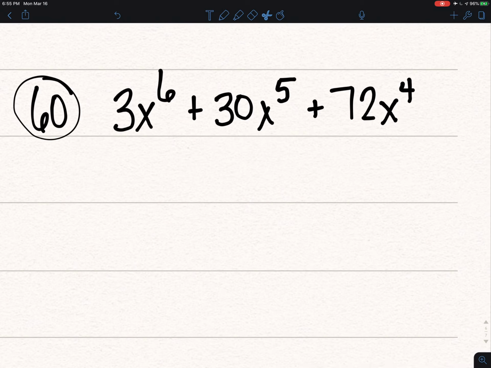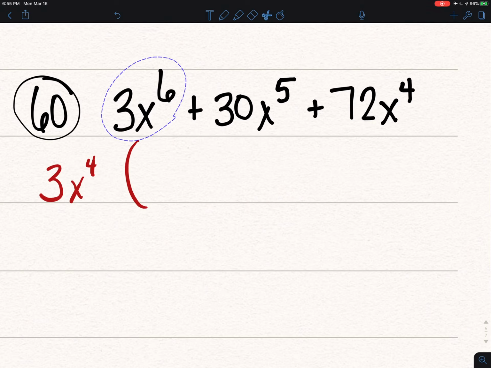All right, let's look at number 60. Do I have a GCF on all three terms? I do. I have a number GCF, there's a 3, but I also have a variable. I've got 4 x's that are common to all three terms. So let's take out a 3 and an x to the 4th for all three terms.